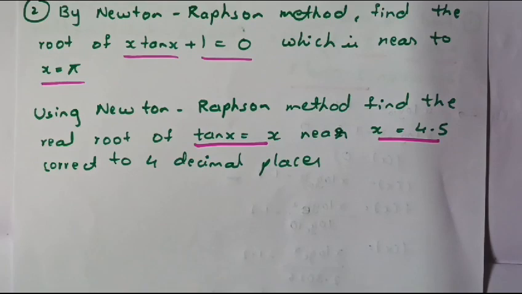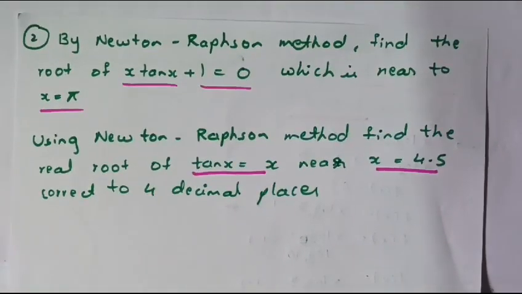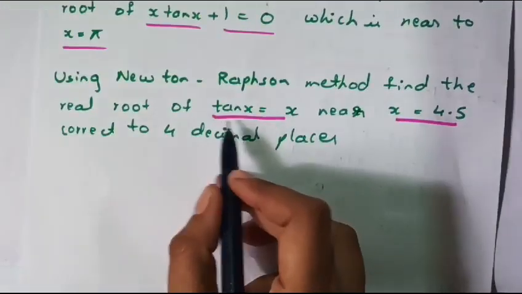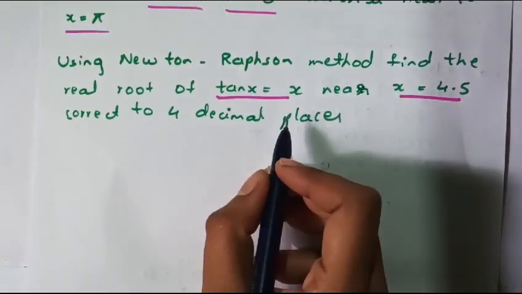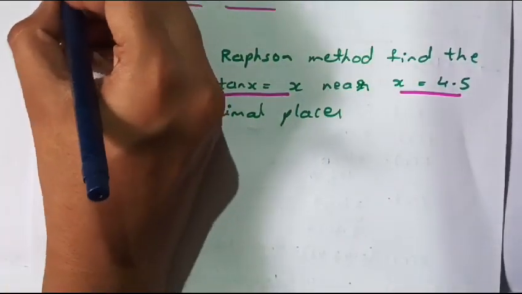The second type of question asked in module 4 is: by the Newton-Raphson method, find the root of x tan x, which is nearer to x equals 5. I have two questions based on this method, which are x tan x plus 1 equals 0 and x tan x equals x. I am solving these questions, which I name a and b.